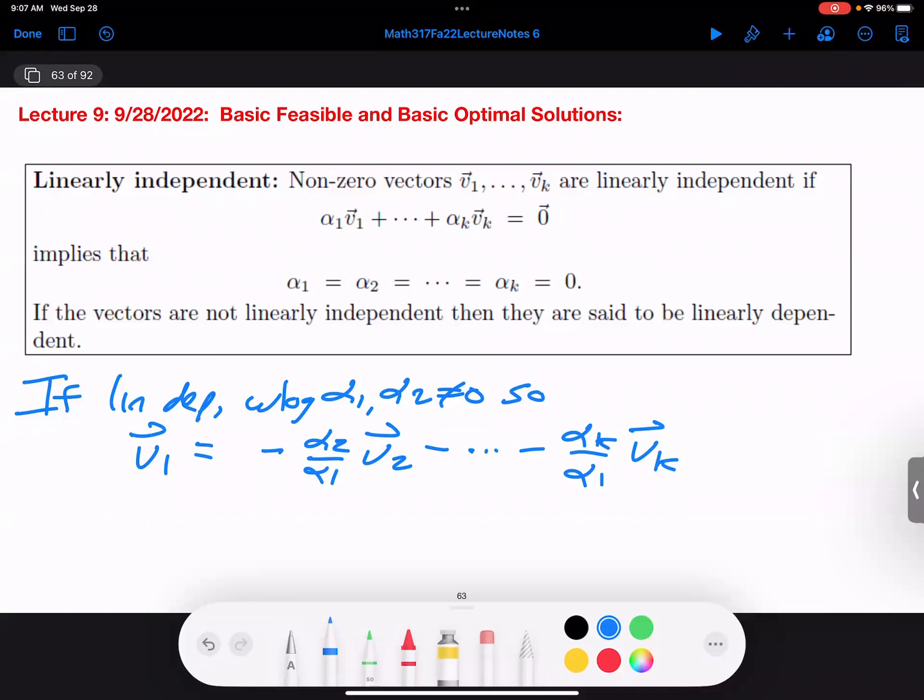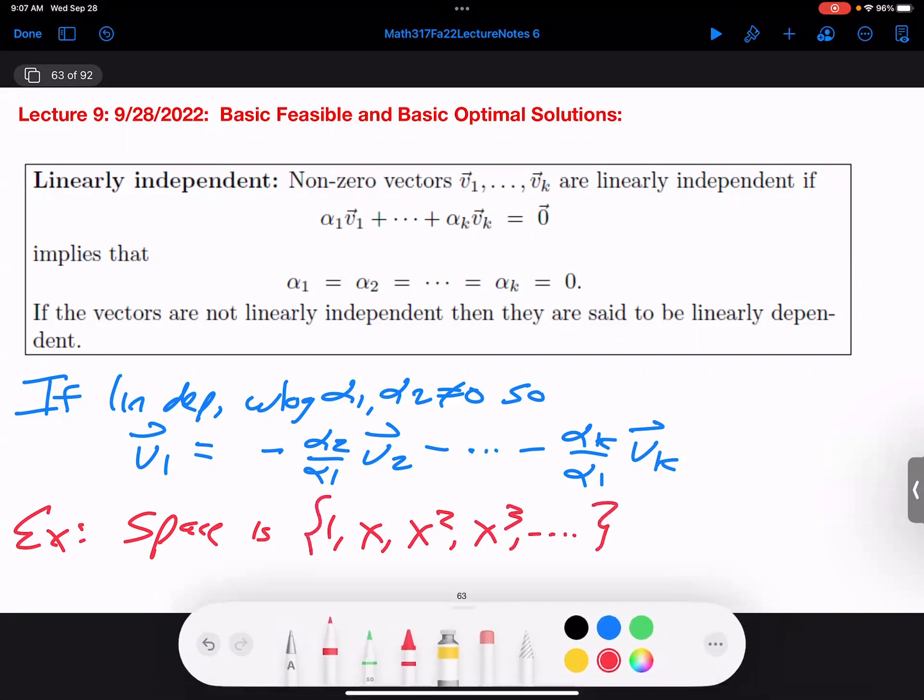So if you live in n-dimensional space, what's the largest number of vectors you can have that are linearly independent? N. And then in other spaces, it's not clear what is the basis. So for example, what if my space is 1, x, x squared, x cubed, dot dot dot? I could give you a space of functions, and I could look at all linear combinations of these. This might make you think of Taylor series.